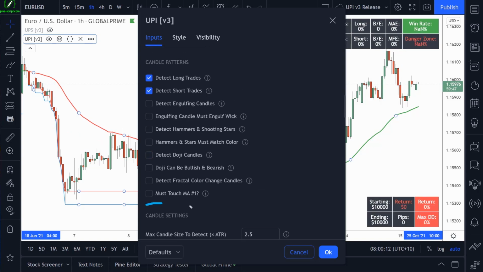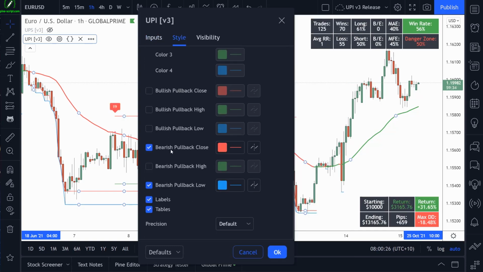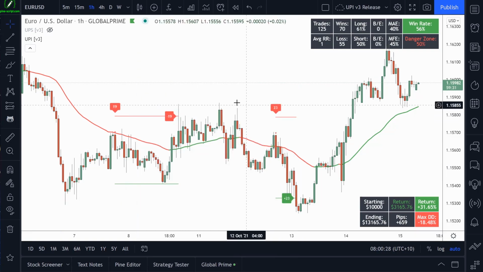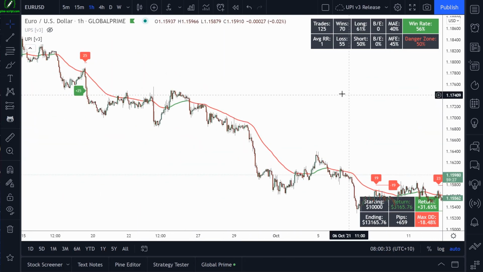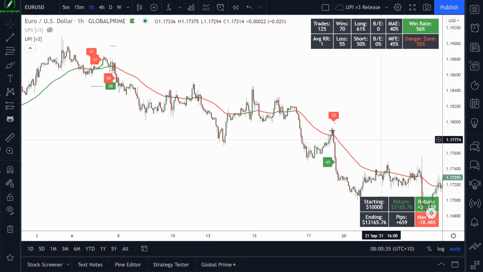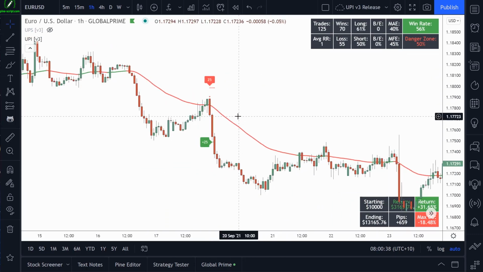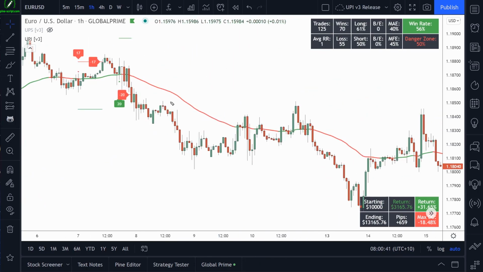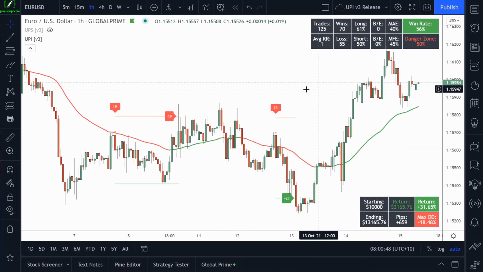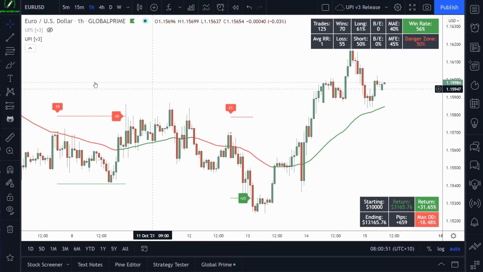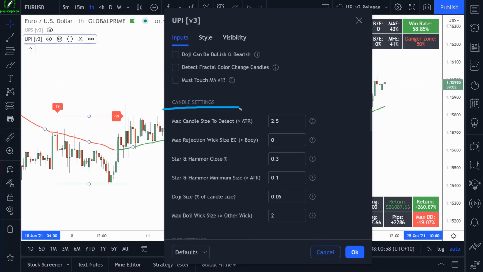There's also a final filter here for our candlestick patterns, which is must touch MA1, which is our main moving average. So if I turn on detect engulfing candles and turn this must touch MA1 on, and let me turn off our bullish and bearish pullbacks to tidy up the chart a little. Now the script is only taking trades that touch the moving average. So any trade that occurs too far from the moving average is considered invalid. So again, this is another filter that works quite well on some time frames. But let me turn that off and we'll move on to our candle settings.